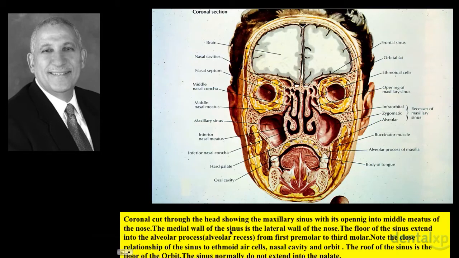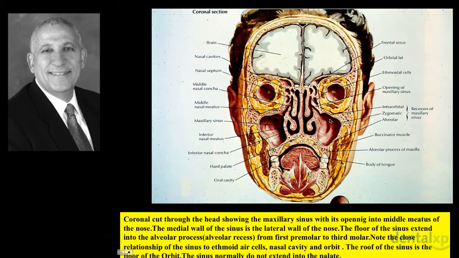The medial wall of the sinus is the lateral wall of the nose. The floor of the sinus extends into the alveolar process. We call that the alveolar recess, from the first premolar to the third molar. Note the close relationship of the sinus to the ethmoid air cells. So sometimes you'll be doing surgery on the maxillary sinus and the patient comes up with ethmoiditis and has pain on the side of the nose extending to the superior orbital margin. That's because of the relationship. So even when doing a sinus lift of the alveolar process, you might get a traumatic sinusitis inflammation that can extend into the ethmoid air cells.